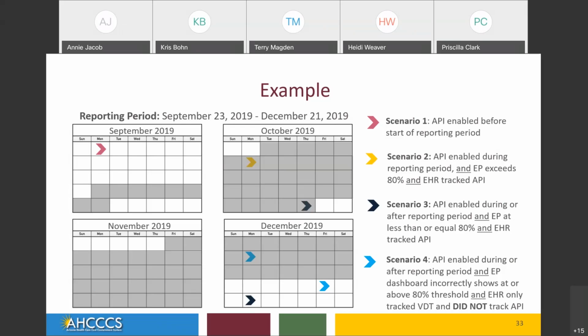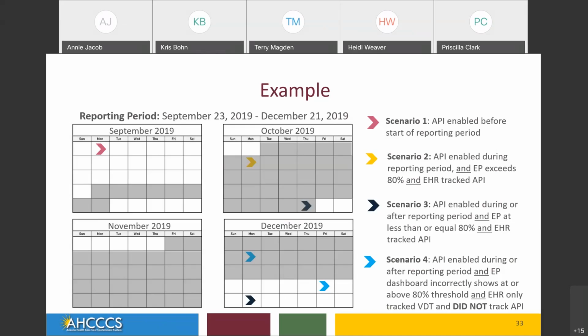So right now we're just talking about if the API was enabled during the reporting period, you would look for that black arrow. The EP must also have the dashboard at less than or equal to 80%, and the EHR was tracking API. Then this EP falls into scenario 3. Now using that second black arrow, that shows the API was enabled after the reporting period, and if the EP is at less than or equal to 80% and the EHR tracked API, that EP falls into scenario 3.